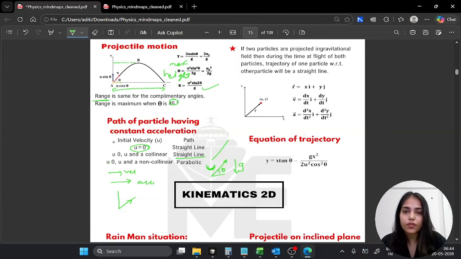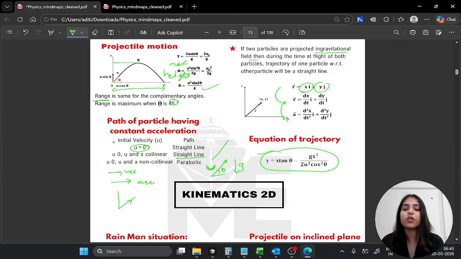Okay. Now, if two particles are projected in a gravitational field during the same time, then for the flight of both particles, the trajectory of one particle with respect to the other particle will be. So now let's say we are throwing two different objects at the same time. So in that case, for comparison, we can write the position as x i cap plus y j cap. Velocity will be what? Differentiate the position, you will get the velocity, and when you differentiate the velocity, you will get the acceleration.